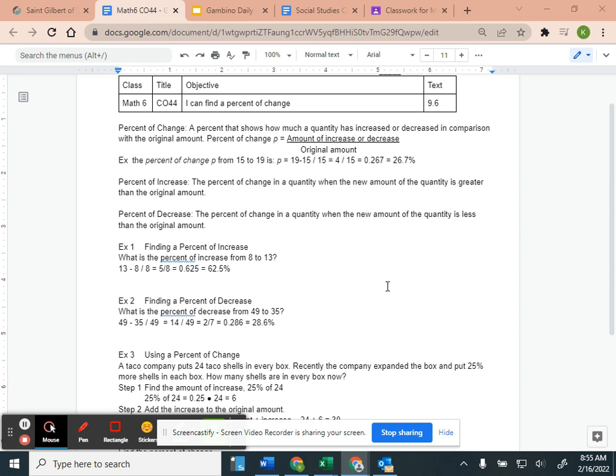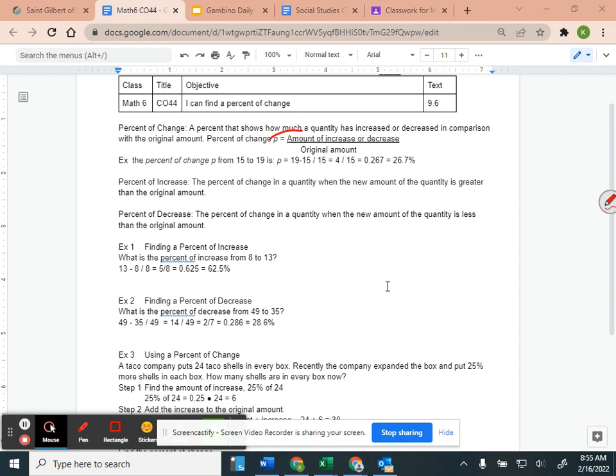Okay, we are going to continue with CO44 today. We started it yesterday. We ran out of time, so we're going to be finishing up reviewing CO44, that percent of change, and then we're going to be having some time to do our work. So let's review what we're doing.